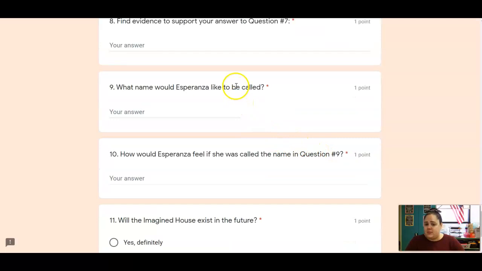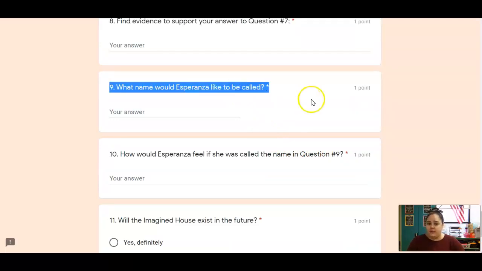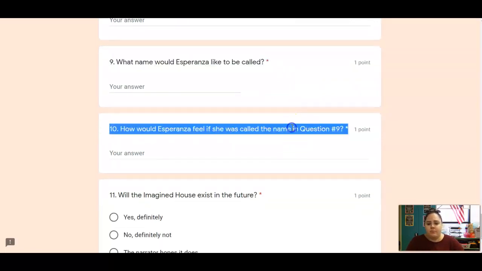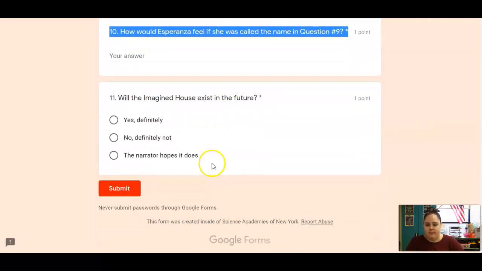Number 9, what name would Esperanza like to be called? In the very end of the vignette, she talks about the names that she would like to be called. How would she feel if she was called that? So give me a feeling if people started to call her that name.